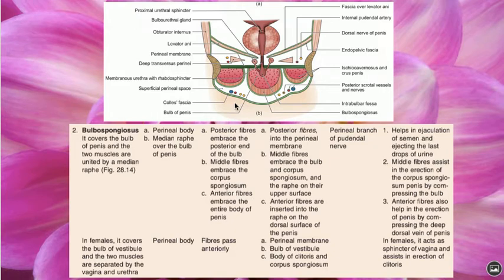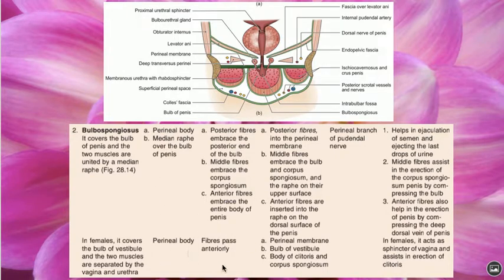Coming to the bulbospongiosus muscle, covering the bulb of the penis. The two muscles are united by a median raphe, arising from the perineal body and the median raphe over the bulb. In females, it covers the bulb of the vestibule, and the two muscles are separated. They are united by a median raphe in males, but separated by the vagina and the urethra in the female. Both arise from the perineal body.